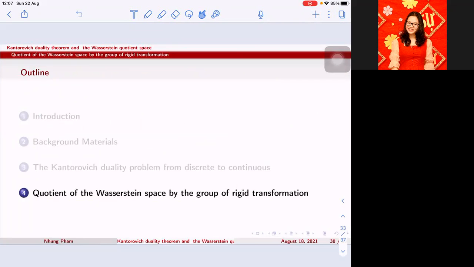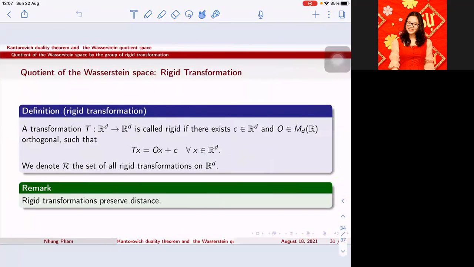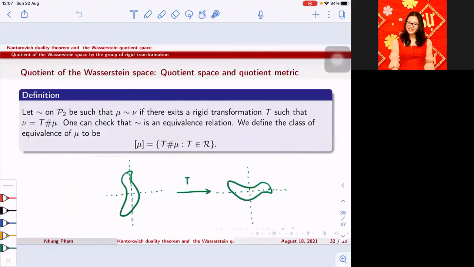And next, I will introduce the quotient of the Wasserstein space by the group of rigid transformations. A rigid transformation is a transformation of the form T(x) = Ox + c, which includes rotation and shifting. A remark is that rigid transformations preserve distance. Then we define an equivalence relation on the space P2 by push-forward by rigid transformations. This is natural because if you have an object and you rotate it and shift it, you have the same object. A rigid transformation will not change the shape and the size of the object.